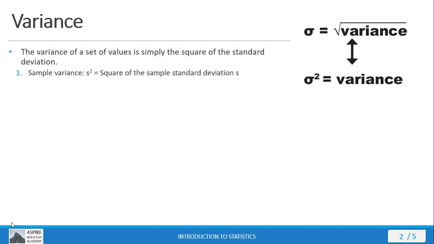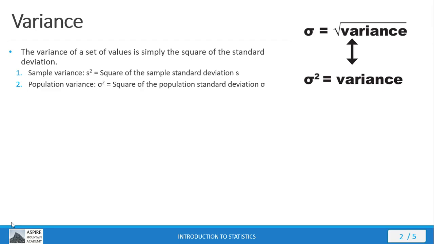Sample variance is going to be denoted with little s squared. Sample standard deviation is little s, and so sample variance is little s squared. Likewise, population variance is going to be denoted with sigma squared. The population standard deviation is a lowercase Greek letter sigma. Population variance is therefore a lowercase Greek letter sigma squared.